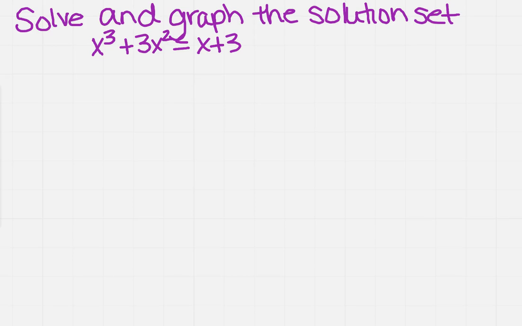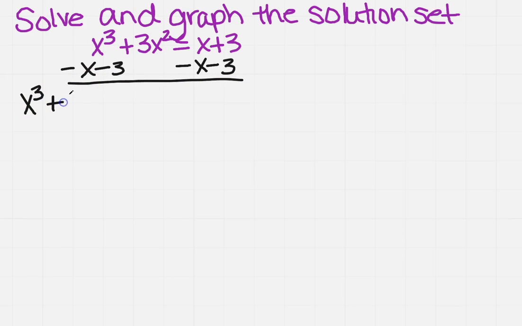So we're going to solve another polynomial inequality. This is the third installment in this set of videos. Remember, the first thing we want to do is set it equal to 0. So we're going to subtract x and subtract 3 from both sides of the inequality, which will give me x cubed plus 3x squared minus x minus 3, and then that's going to be less than or equal to 0.